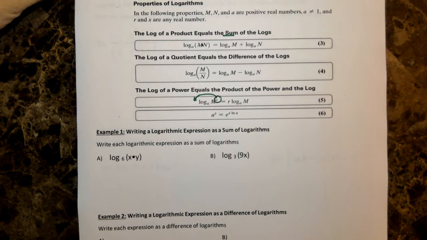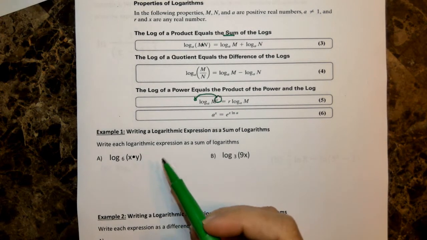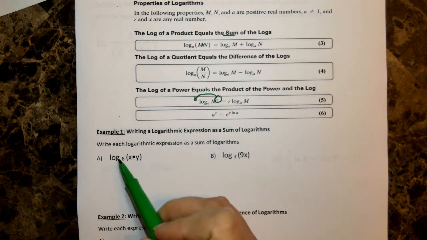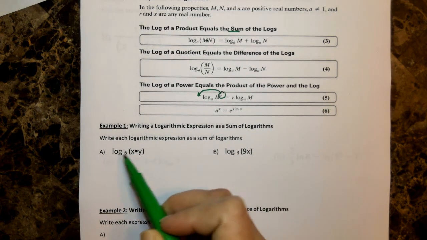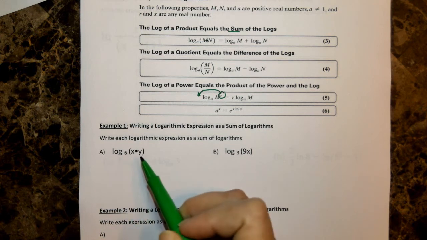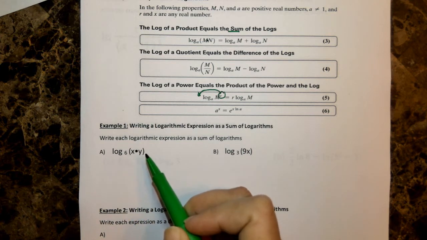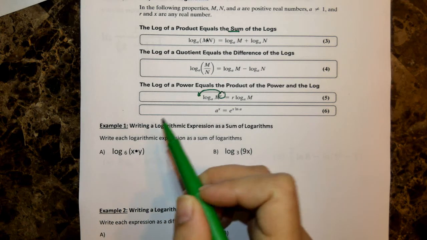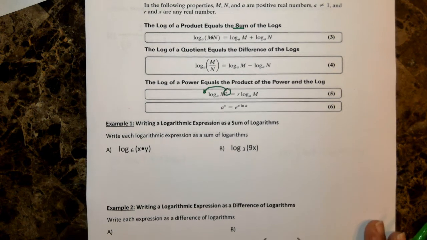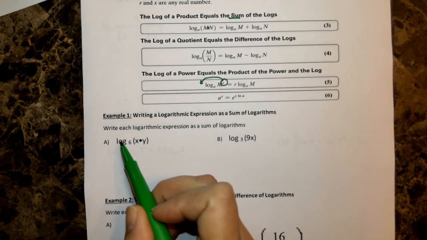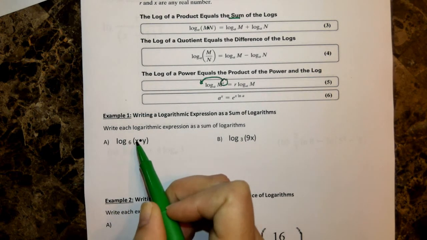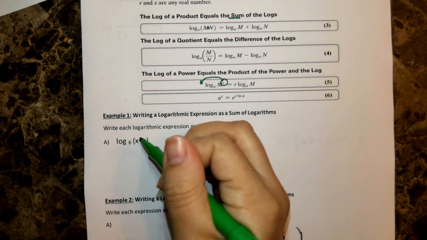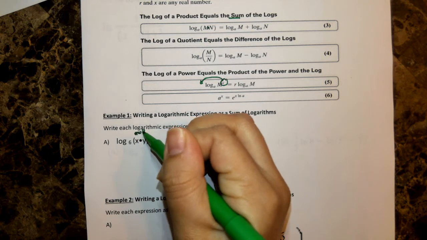Okay. All right, so example number 1. It says write each logarithm expression as a sum of logarithms. So example number 1A gives us a single logarithmic expression. It's just one single log, and it wants me to rewrite this as a sum of logarithms. So it pretty much wants me to break this apart, write it as two different logarithms that are being added together. Now, if you look at this example, we have log base 6 of x times y. We have two things that are being multiplied by each other. See, this big black dot means multiplication.